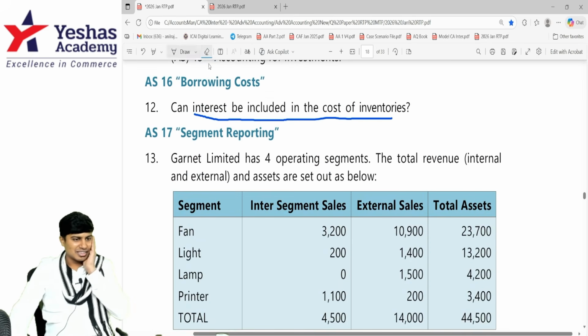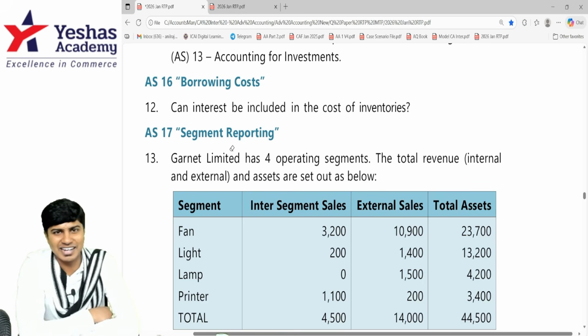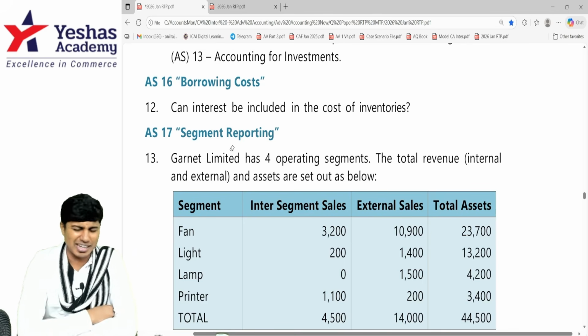Let's now do question number 13, which deals with Accounting Standard 17, segment reporting.